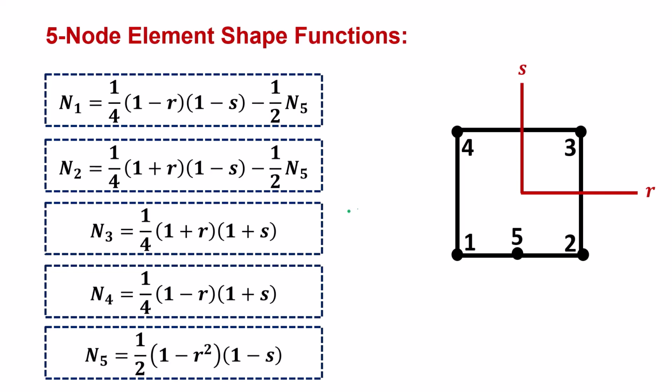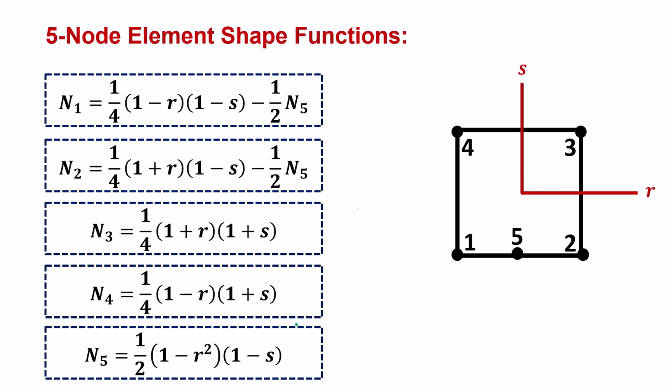Alright, now we have the complete set of shape functions for the 5-node quadrilateral element. For node 1, you can see that we have subtracted half of n5, the same for node 2, or n2. n3 and n4 are the same and they have not changed, and n5 is 1/2 times (1 minus r squared) times (1 minus s). So again, notice how n1 and n2 had to be modified to subtract out half of n5, while n3 and n4 stayed exactly the same.